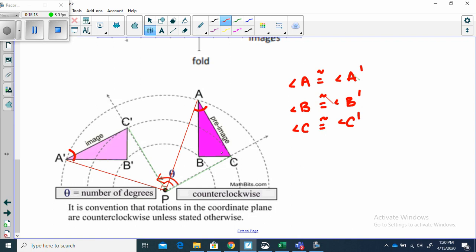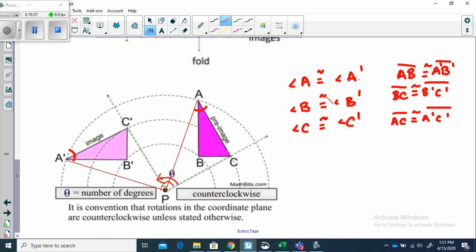Now let's look at the side lengths. AB. What would I know about line segment AB? Wouldn't it be the same length as A prime, B prime? Line segment AB would be congruent to line segment A prime, B prime. How about BC and B prime, C prime? Line segment BC would be congruent to line segment B prime, C prime. And the same thing with AC and A prime, C prime. Line segment AC would be congruent to line segment A prime, C prime.